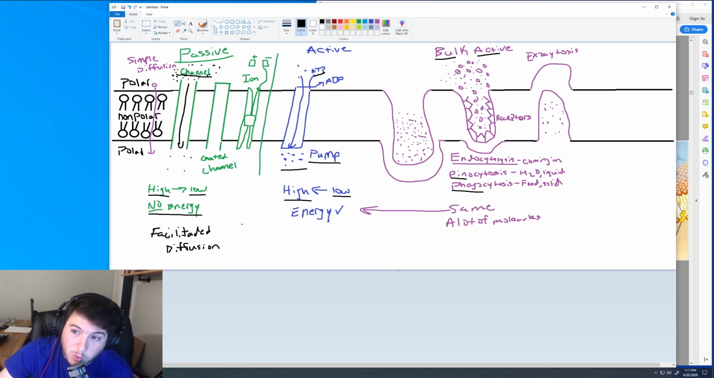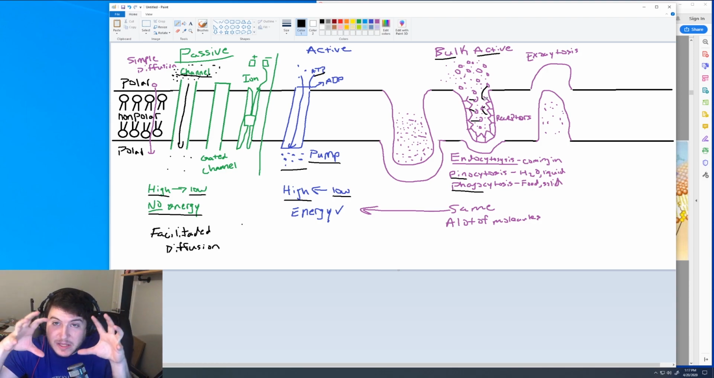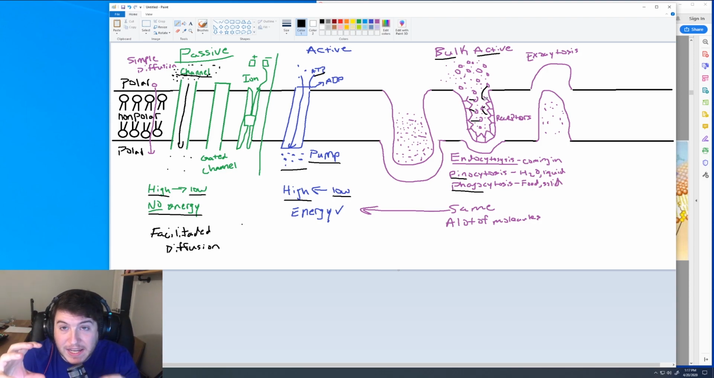If we wanted to get in more circles than dots, that's our target molecule. These circles will bind to the receptors, and this vesicle will only be made once these receptors are bound and activated. So the idea is that you're getting more of the target molecule that you want in, and not a bunch of crap that you don't want in, right?